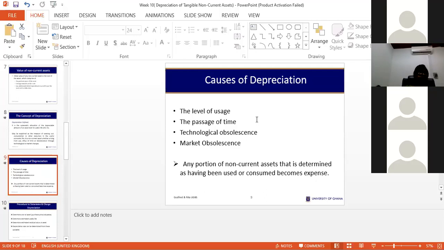How often are we using the laptop? Let's also be mindful that for some people, within a few months, the laptop can spoil. That is also there. But we expect that these ones can work over some time. And so the level of usage would have to be estimated. Then the passage of time, okay?